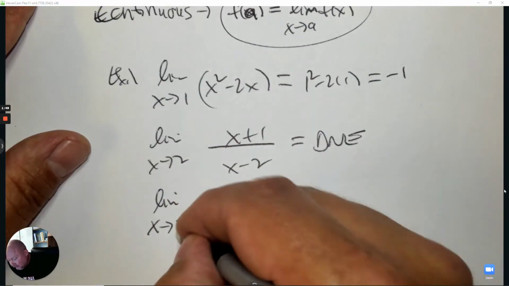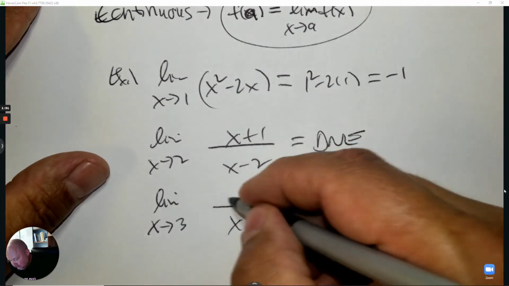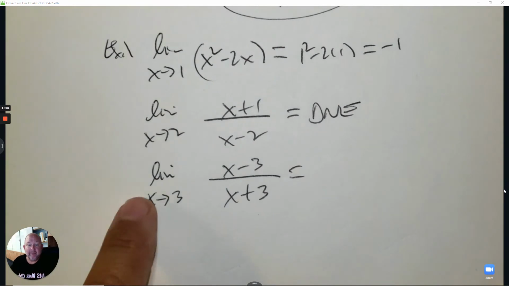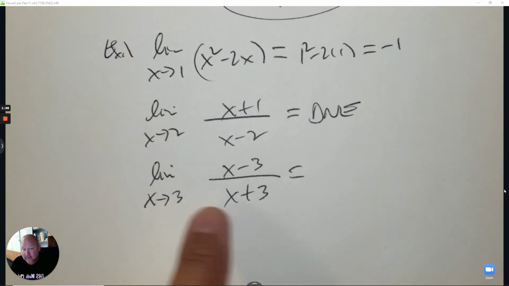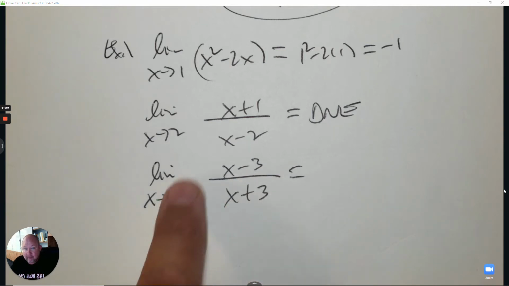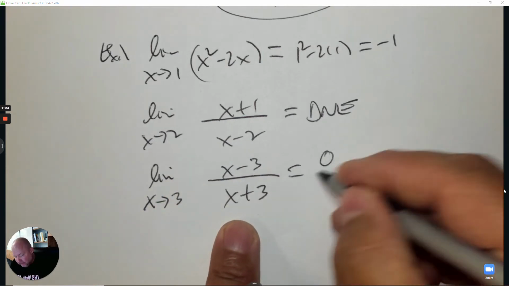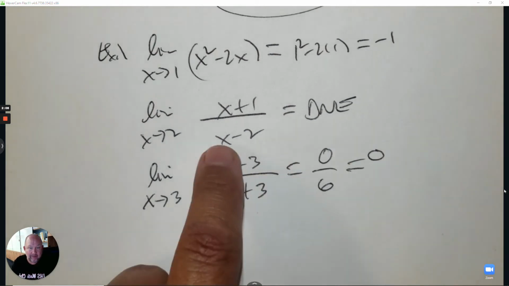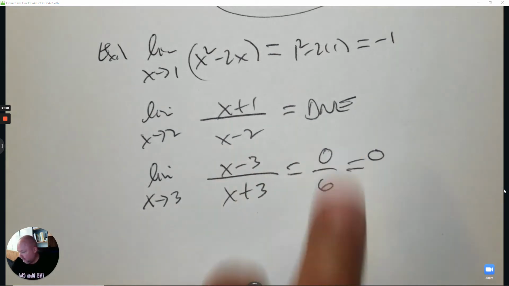If I look at this situation, here we're evaluating a limit. At positive 3, it's continuous. It's not undefined. So if I plug 3 in, I get the answer 0 over 6. And recognize that answer is 0, while this answer does not exist.